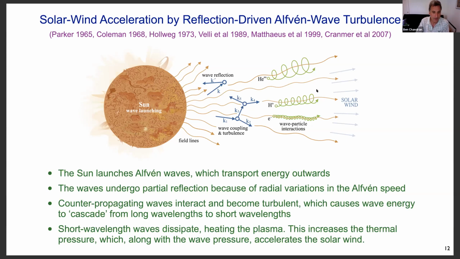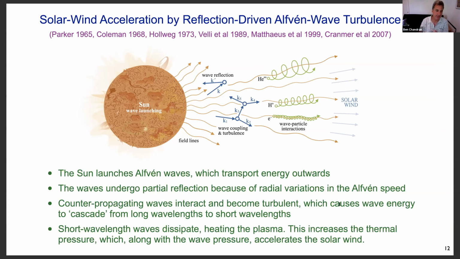The second part of this scenario is that those waves undergo partial reflection because of the radial variations in the Alfvén speed. Now, if this was a uniform plasma, uniform density, uniform magnetic field, the waves would just propagate in one direction without reflecting. But because of that variation in the density and magnetic field with radius, the Alfvén speed varies with position. That causes some of the Alfvén waves to reflect and go back towards the sun.